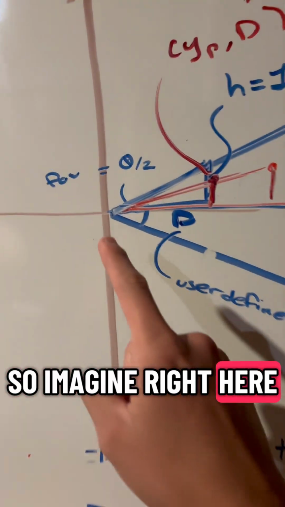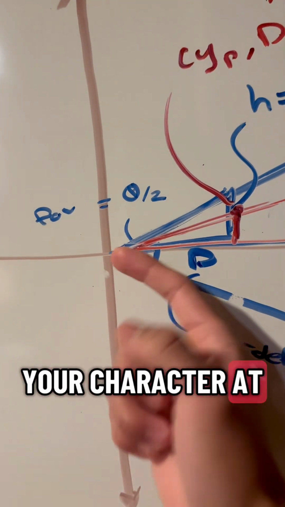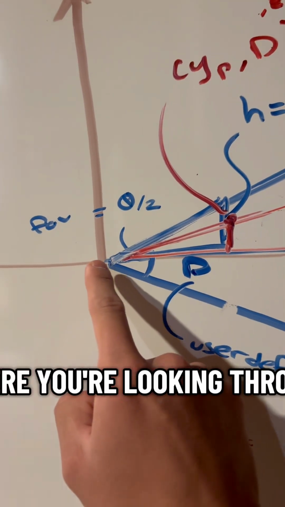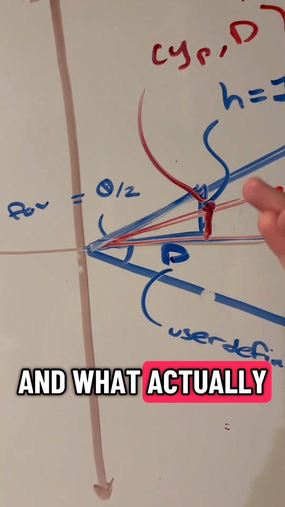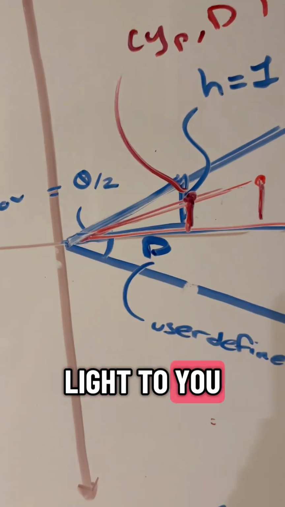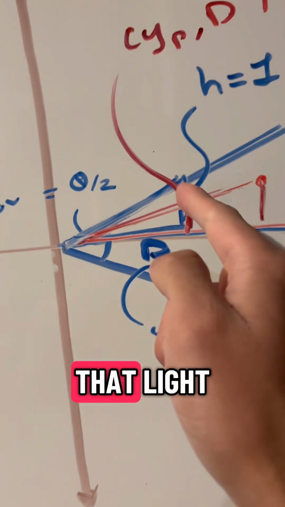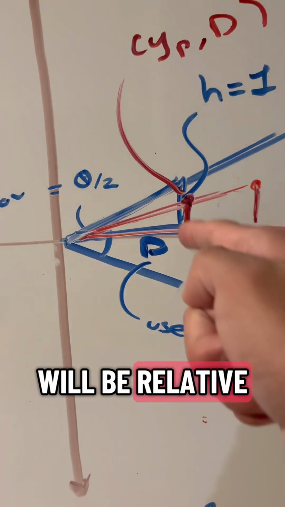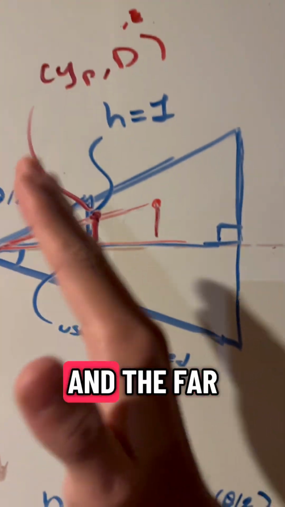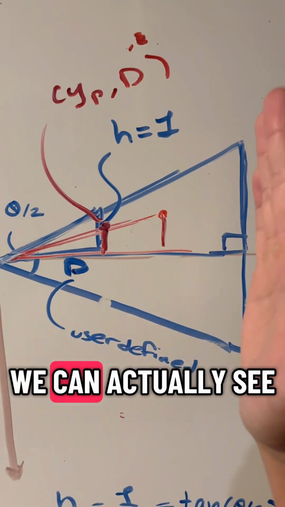So imagine right here, you're at this point. This is your character at the origin, right? Correct? This is where you're looking through. And as you see, you have perception and what actually gets translated from light to you. And relative to that light, we end up looking at the actual screen. So the screen would be relative to right here, which is the near plane, and the far plane is the max thing that we can actually see.